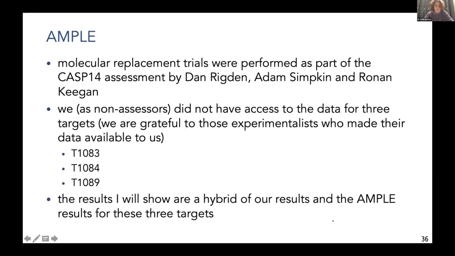Yes, the other thing I wanted to say was that the molecular replacement trials were performed as part of the CASP-14 assessment by Dan, Adam and Ronan, not by us. So we as non-assessors, we didn't have access to all of the data, and we're very grateful to those experimenters who did make their data available to us. So some of the results that I'm going to show are not ours, they're the results from the AMPLE pipeline.